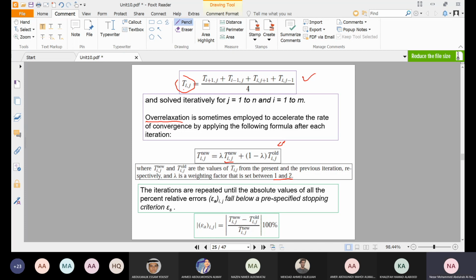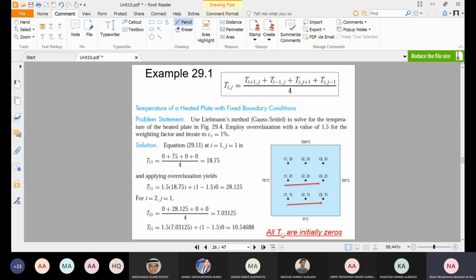In this method, we assume all the initial values of the temperature Tij are zeros. So this is the idea. We start from zeros. After that, we iterate. We continue the iteration until we stop. What is the stopping criterion? We stop when the error falls below a predefined stopping criterion. So let's try the example we did last lecture.